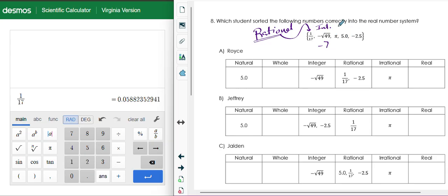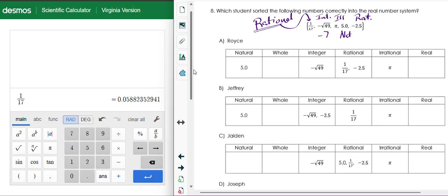Pi is the irrational number. It goes on forever, doesn't repeat. 5.0, you have a decimal part, so you might be thinking it's in one of the bigger groups, but that's really just the number 5. That is a natural number. And then negative 2.5, you might see that negative and think it's an integer, but we have a decimal. So it can't be an integer, can't be a whole number, can't be natural, because it's got a decimal part. It's a decimal that stops, which makes it rational.